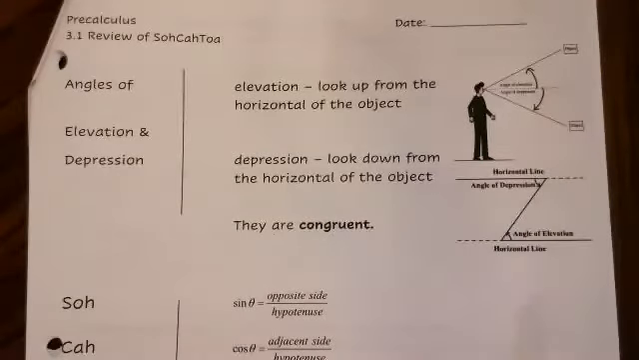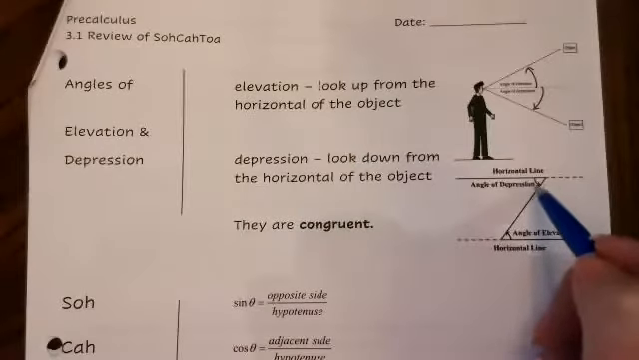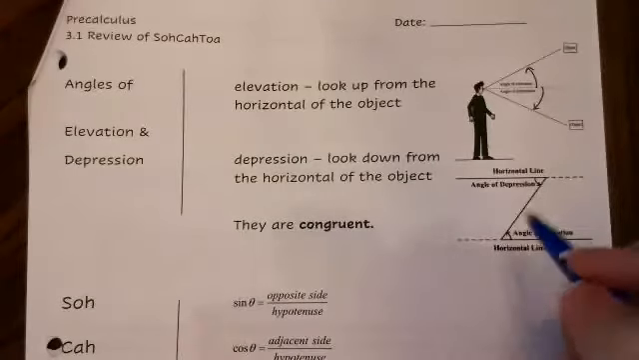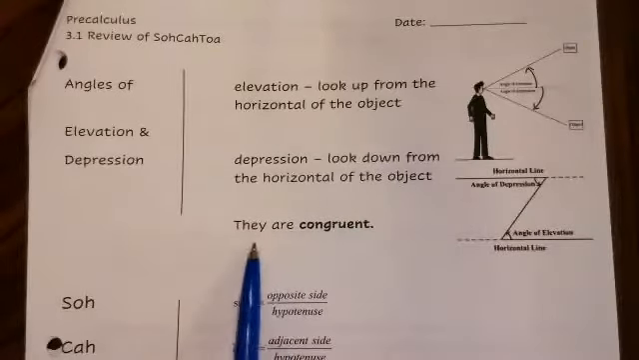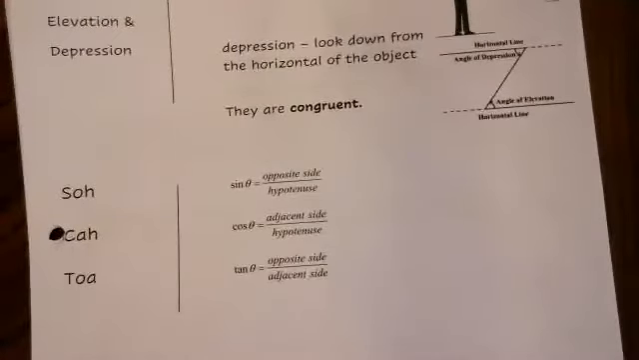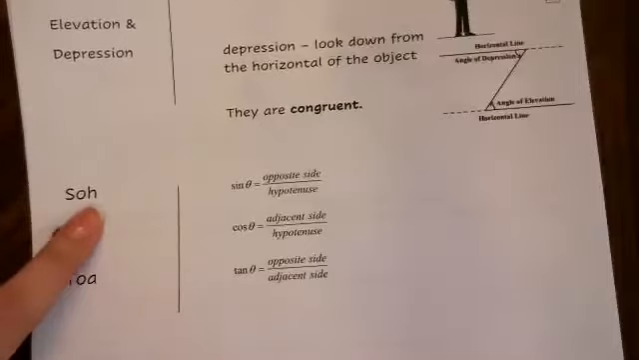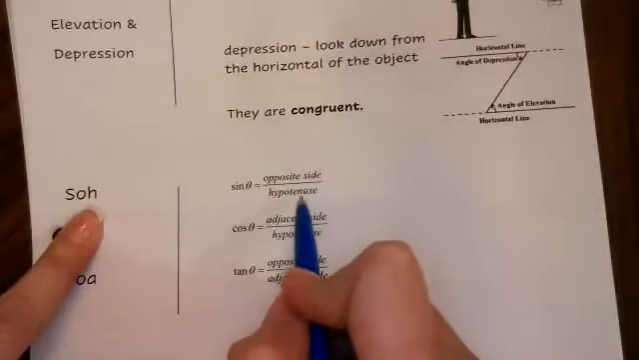Here's another way of looking at it. Here is my horizontal line. The angle of depression would be this way. The angle of elevation would be this way. And that's important because if you remember angles that are congruent here, you can use that. All right, the other thing we're going to review is SOH here for our trig functions. SOH stands for sine, and that's opposite over hypotenuse. So the sine of theta is equal to the opposite side over the hypotenuse.